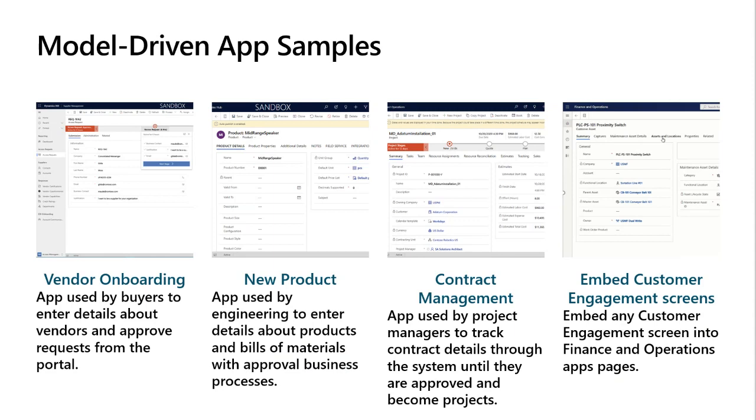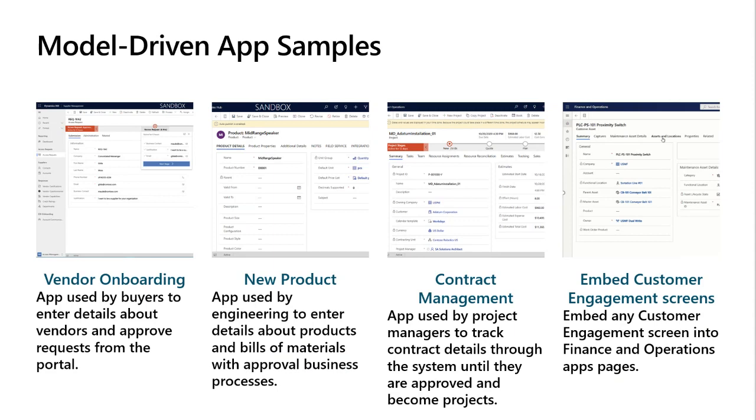And the last example here is an example where we've taken out-of-the-box customer engagement screens and embedded them directly into finance and operations. So this example that you see here, we'll talk about it a little bit more later on. This is like one of the asset screens from customer engagement that has been embedded directly into one of the asset management screens inside of finance and operations. So these are just a few ways that you can start to use your model-driven apps.